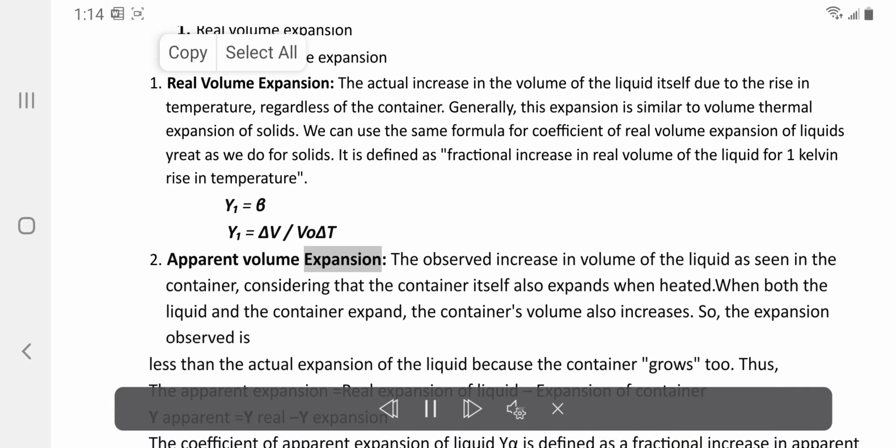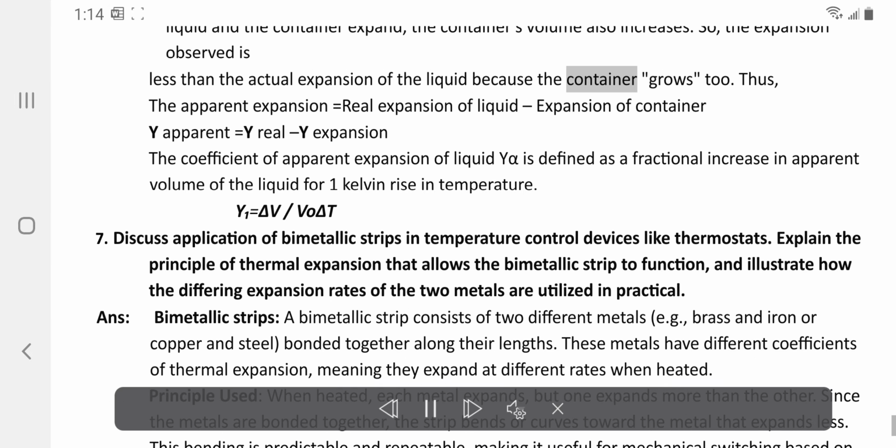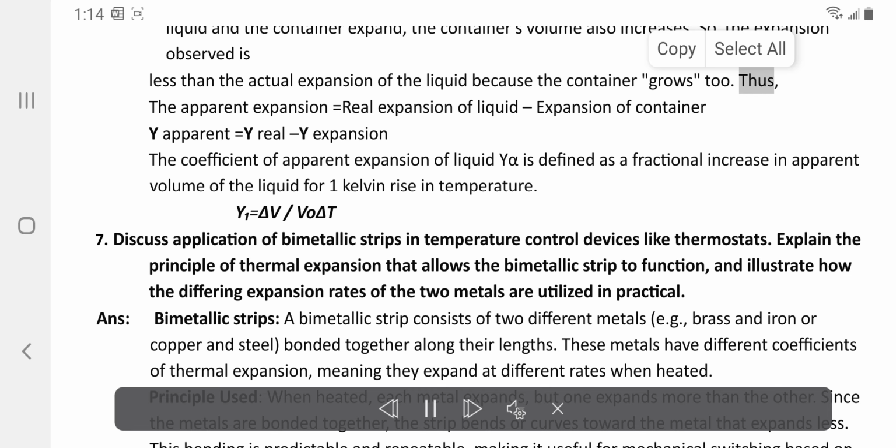Apparent volume expansion is the observed increase in volume of the liquid as seen in the container, considering that the container itself also expands when heated. When both the liquid and the container expand, the container's volume also increases. So, the expansion observed is less than the actual expansion of the liquid because the container grows too. Thus, the apparent expansion equals real expansion of liquid minus expansion of container. Gamma apparent equals gamma real minus gamma container.